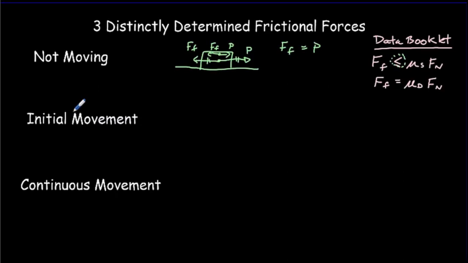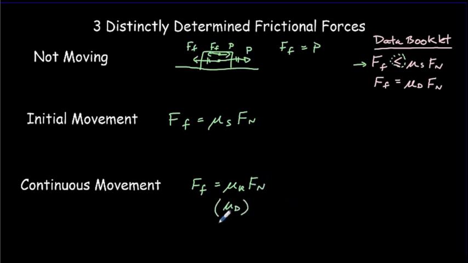Now, when it initially begins to move, that's when you can use this equation with the equality. The force of friction in that case will equal this coefficient of static friction times the normal force. And then once it begins to move, when we've got continuous movement, we can calculate the force of friction as the coefficient of kinetic friction, or dynamic friction, times the normal force. The IB calls it the coefficient of dynamic friction rather than kinetic friction.